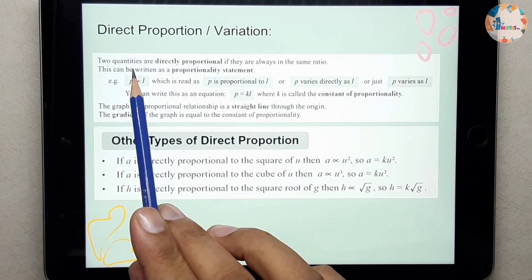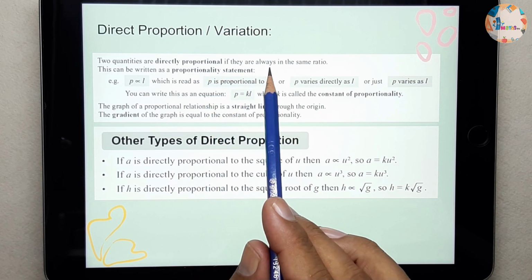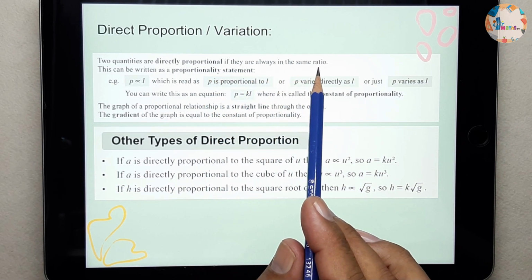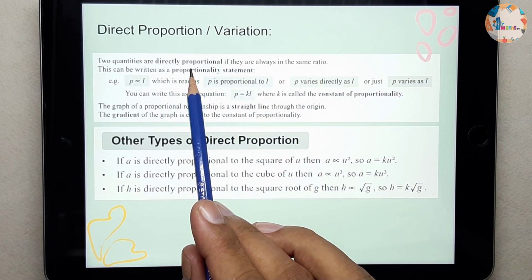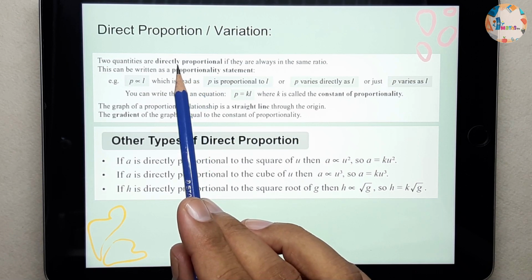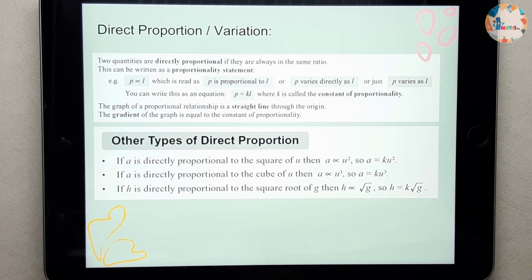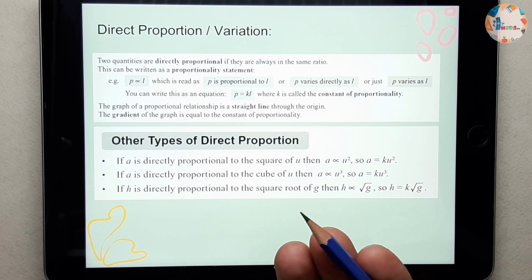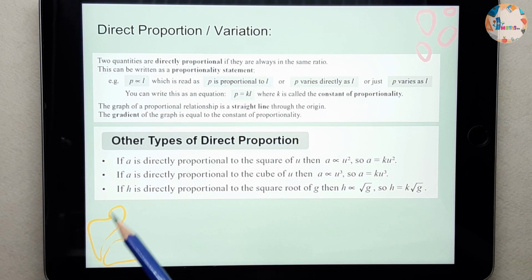Two quantities are directly proportional if they are always in the same ratio. It means that they are varying directly, or varying simultaneously. They are changing together: both values increase, or both decrease, at the same time.